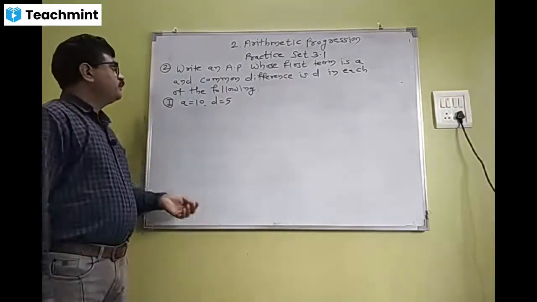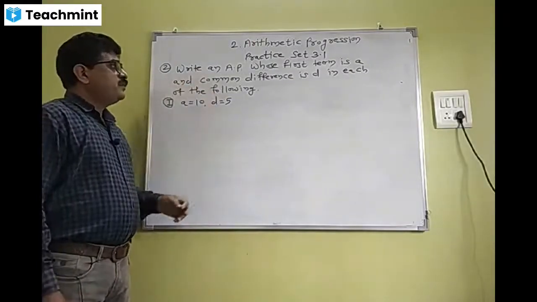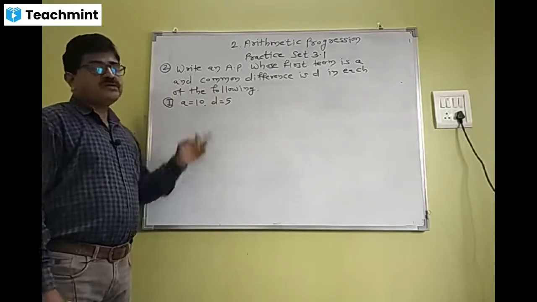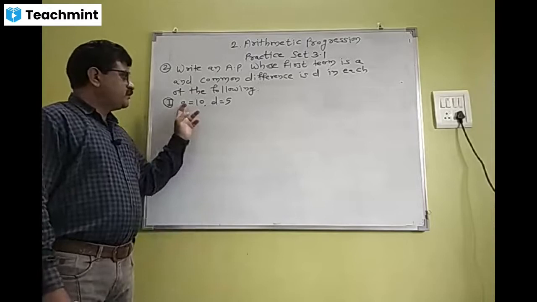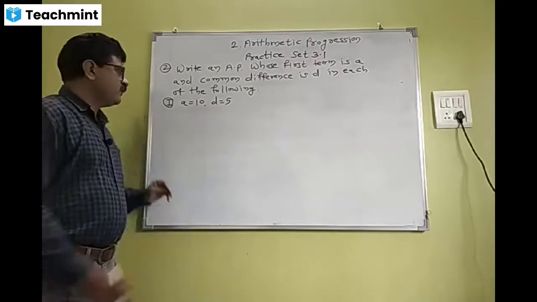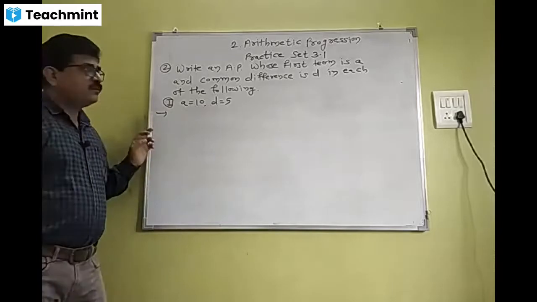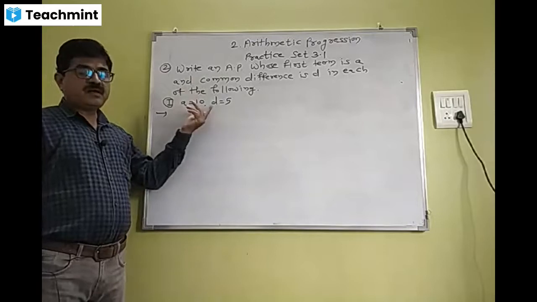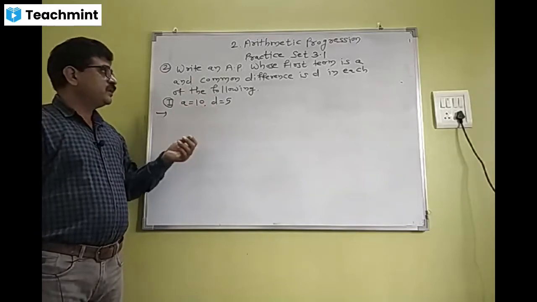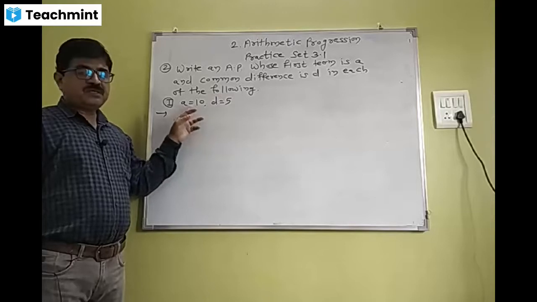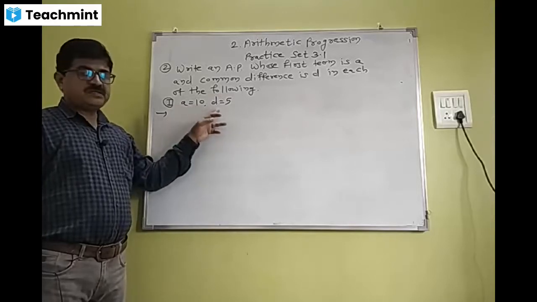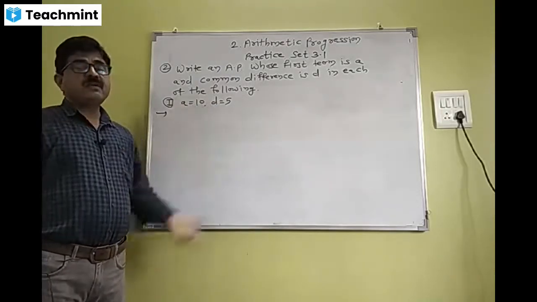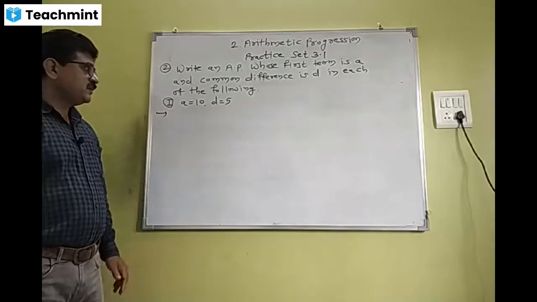Now, second example. Write an AP whose first term is A and common difference is D in each of the following. Now, first example, A is 10, D is equal to 5. Now, first write down. आपल्याला काय करायचंय? Write an AP. We have to write an arithmetic progression from this, whose first term is denoted by A and common difference is denoted by D. म्हणजे आपल्याला फर्स्ट टर्म आणि कॉमन डिफरन्स दिला असताना एपी कसं लिहायचं, एपी कसं काढायचं ते आपल्याला पाहायचंय.